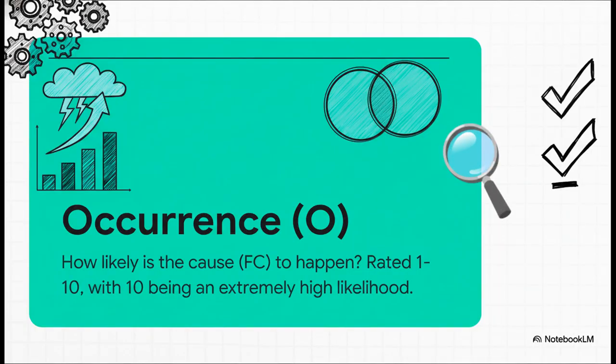Next up, occurrence. This one's pretty straightforward. How likely is the failure cause to actually happen? A score of 1 means it's pretty much impossible, while a 10 means, based on what we're doing now, this is almost guaranteed to happen.